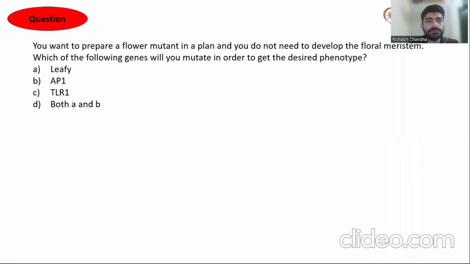So the next question is, you want to prepare a flower mutant in a plant and you do not want to develop the floral meristem. Which of the following genes will you mutate in order to get the desired phenotype? The options are LEAFY, AP1, TFL1, or both A and B. So the correct answer would be both LEAFY and AP1. That is option D. Both A and B are correct.